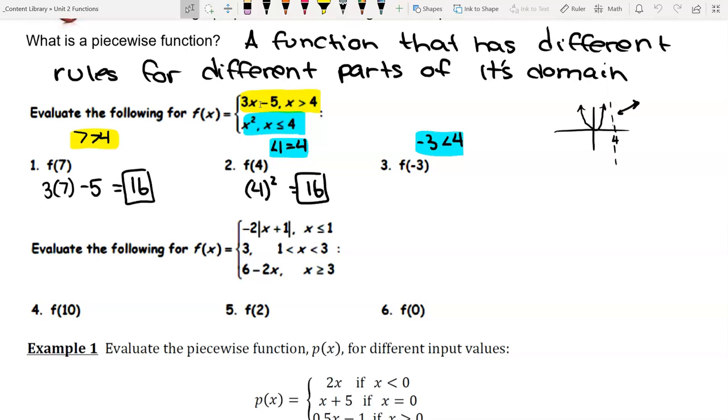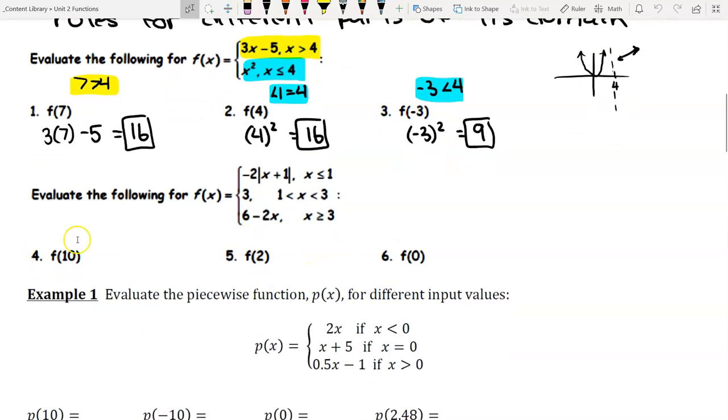So we're going to plug it into that x squared again. So -3 squared equals 9. That's my solution, okay? So I want you to try to get these guys started, at least maybe trying to figure out which ones you're going to plug them into, okay? So I'll give you a second.